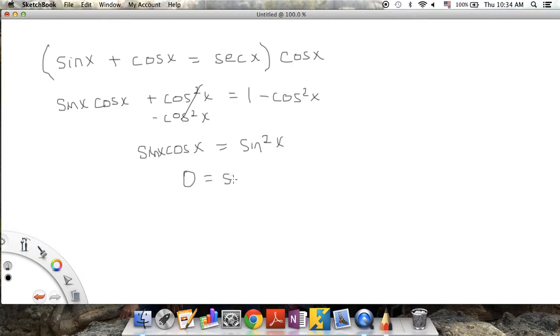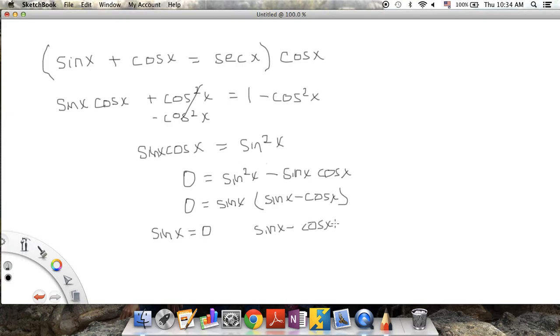We have sine squared x minus sine x cosine x. Remember, we look for a common factor, which we have here: sine x times sine x minus cosine x. When we have two factors multiplied together set equal to 0, then we know the sine of x has to equal 0, or sine x minus cosine x has to equal 0, which means sine x has to equal cosine x.